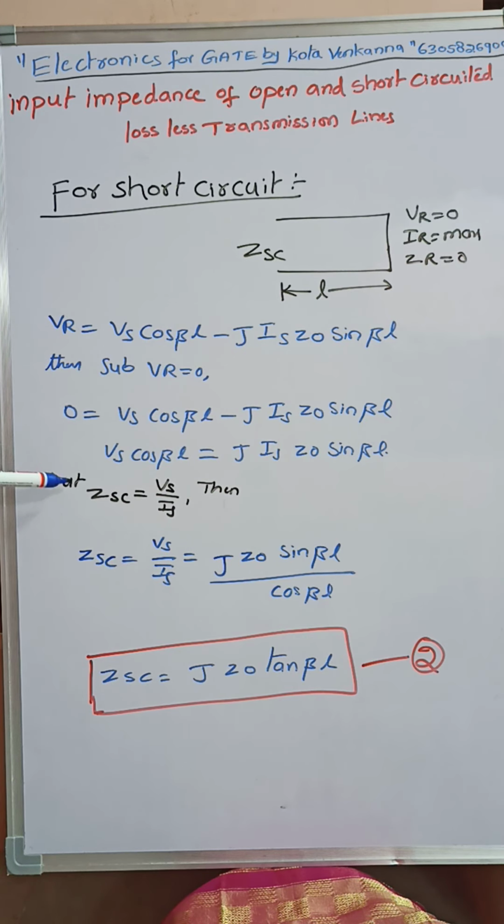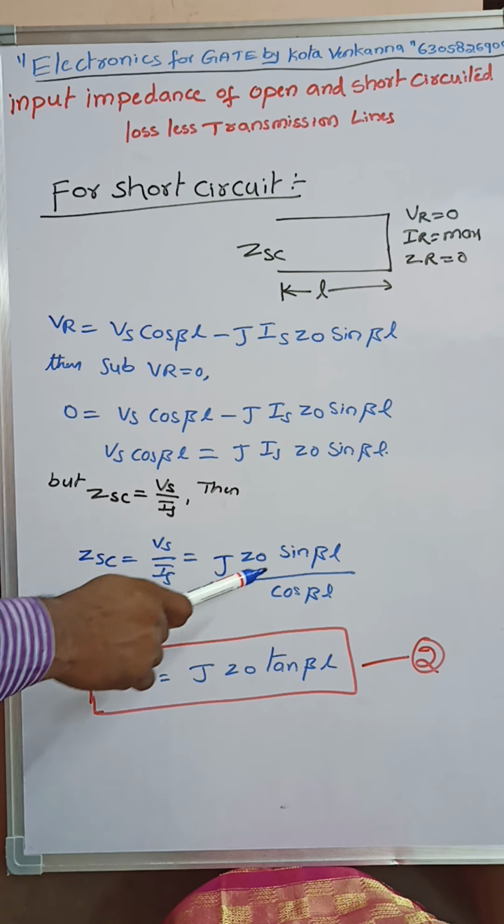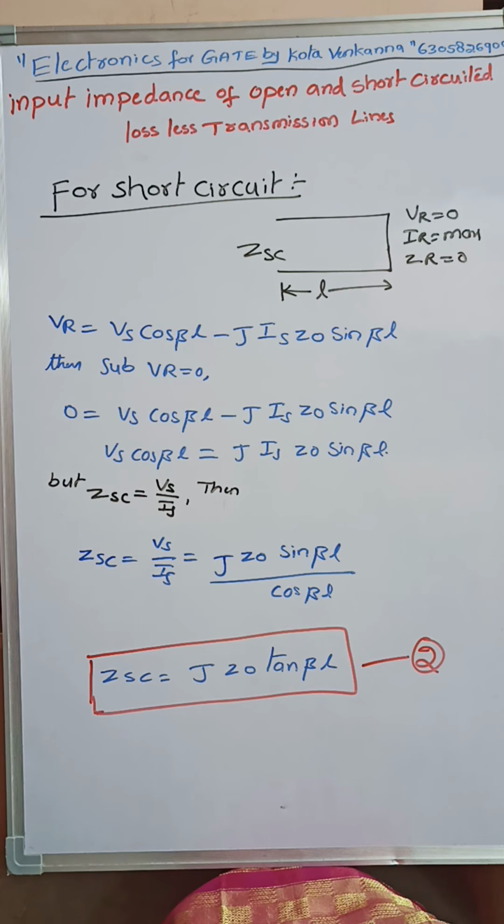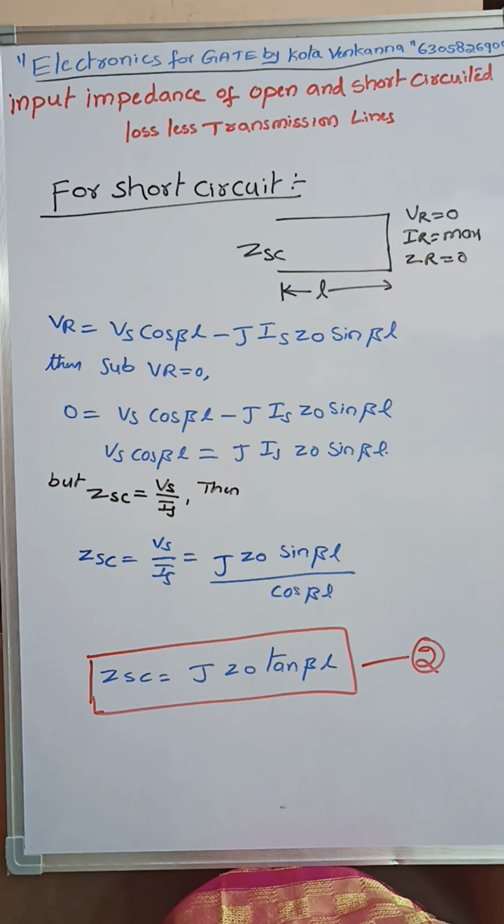But the input impedance of the short circuit ZSC is equal to input voltage by input current, that is Vs by Is, where Vs is the source voltage and Is is the source current. Then ZSC is equal to Z0 sin beta L by cos beta L, and sin beta L by cos beta L is tan beta L. So the input impedance of the short circuit is equal to j Z0 tan beta L. This is the input impedance for the short circuit lossless transmission line.